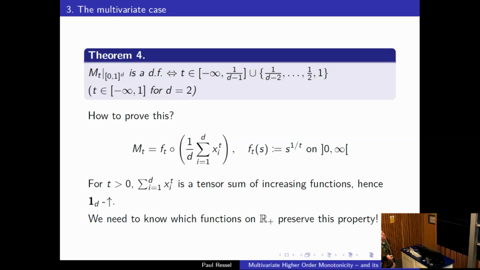How to prove this? Well, M_t can be written as a composition of two functions. This f_t has nothing to do with this one over there, sorry for that. So f is this function s to the 1 over t composed with this. And now the situation is easy in a way. If t is positive, then the sum of x_i to the t is a tensor sum of increasing functions, hence it is 1d increasing. And we need to know which functions on R plus preserve this property.